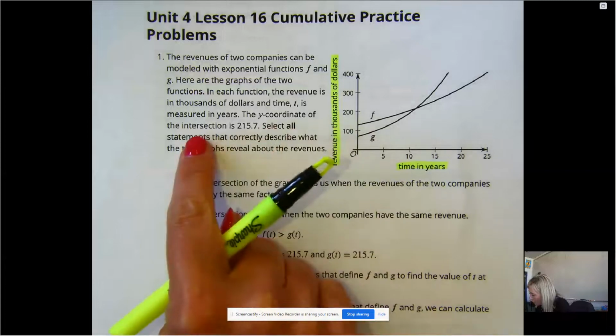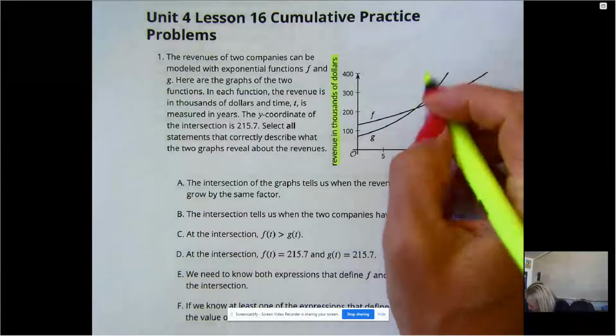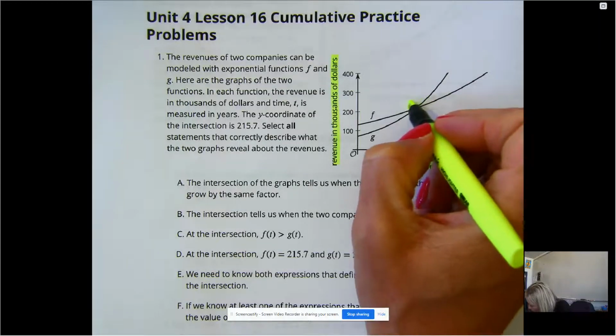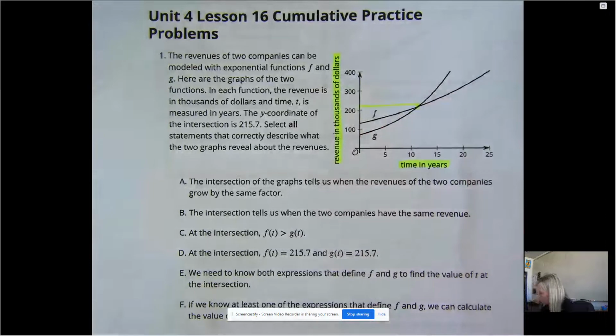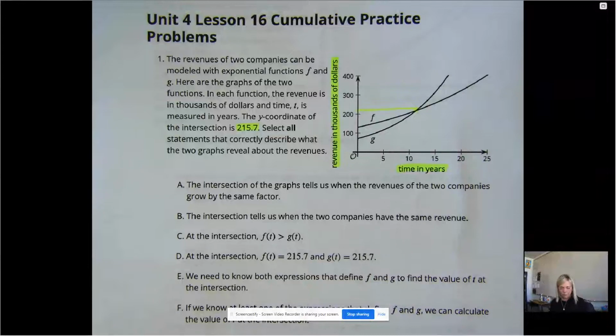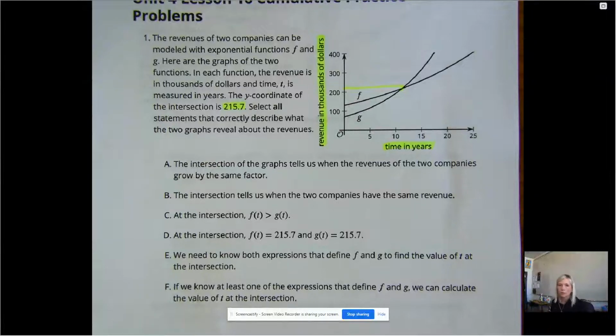The y-coordinate of the intersection is 215.7. All right, so if we look at that point of intersection, carried over, it's at 215.7, the y-coordinate. Select all statements that correctly describe what the two graphs reveal about the revenues.